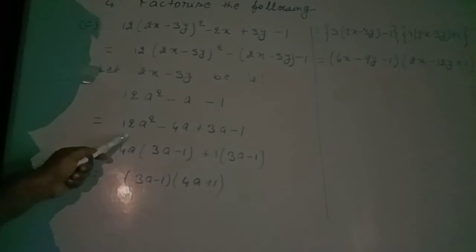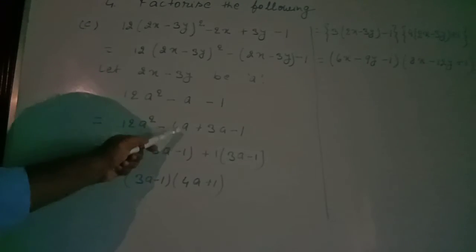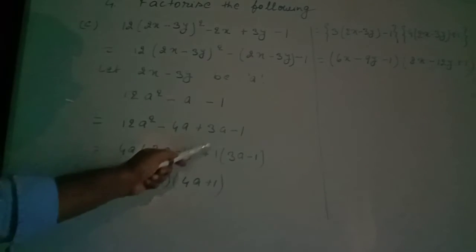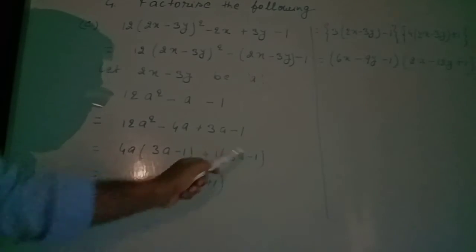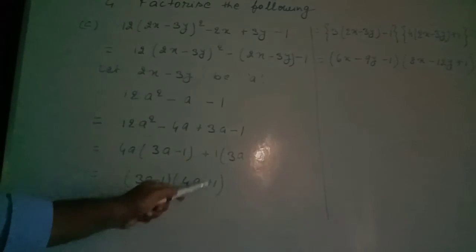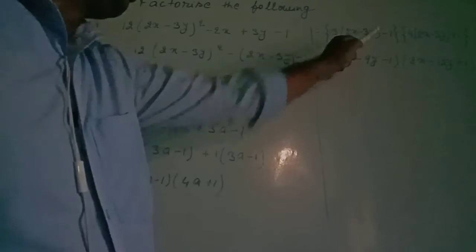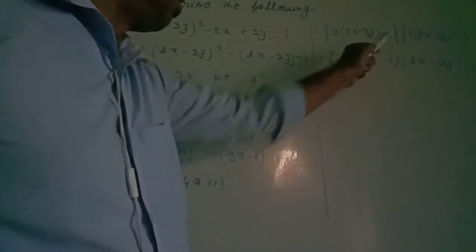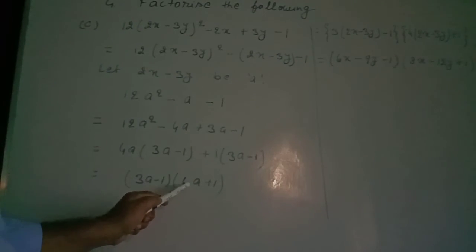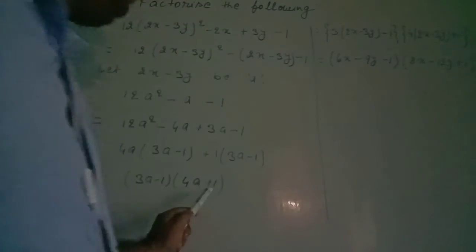Now from the first two terms I took 4a common, so here 3a is left, here minus 1 is left. From these two 1 is common, so here 3a minus 1. So 3a minus 1 is common, I wrote here. What is left? 4a plus 1 is left. Now I kept the value of a. 3a, the value of a is 2x minus 3y. So 3 into 2x minus 3y, and this minus 1. And here 4 into 2x minus 3y plus this 1.